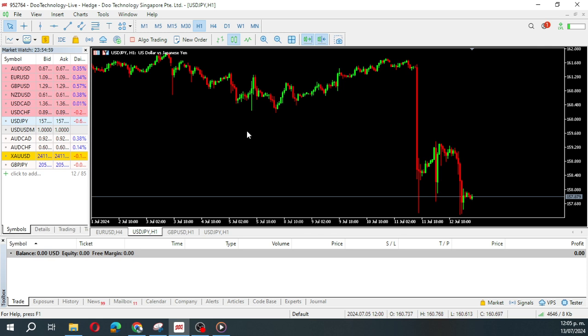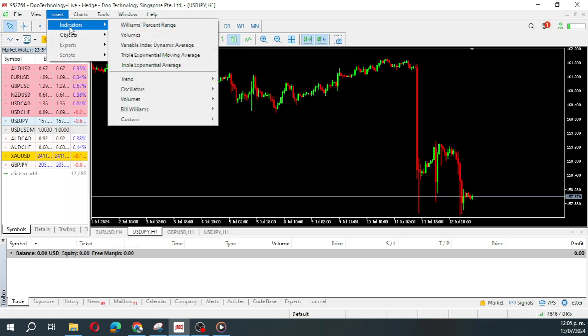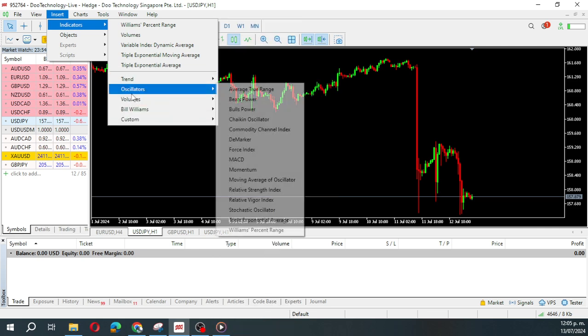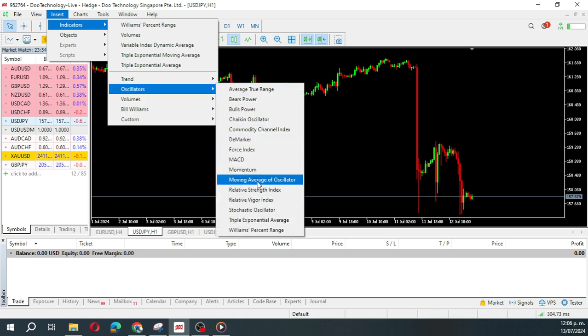So I want to teach you all some trading lessons, right? With two indicators right now. So I'm going to add, insert indicators, right? There are 5 types of indicators. There are trend indicators, oscillators. So right now I'm going to add an indicator that is an oscillator that is called the relative strength index, right?